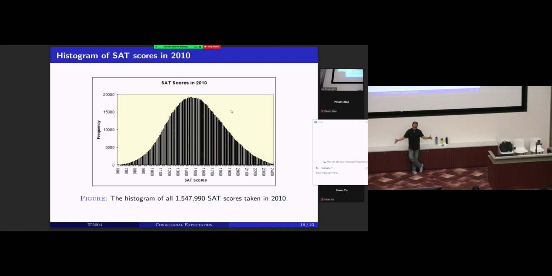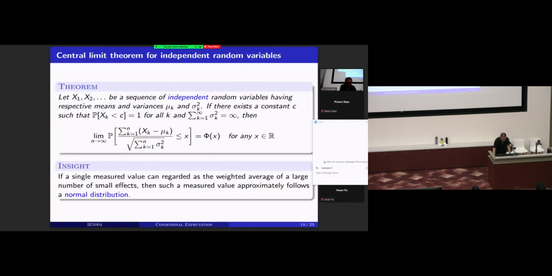Then, because his or her overall score will be the sum of a lot of questions, the distribution of such a score will be affected by a lot of small random effects. So, as I explained just now, you will see this bell-shaped curve there, right? So that's an example.